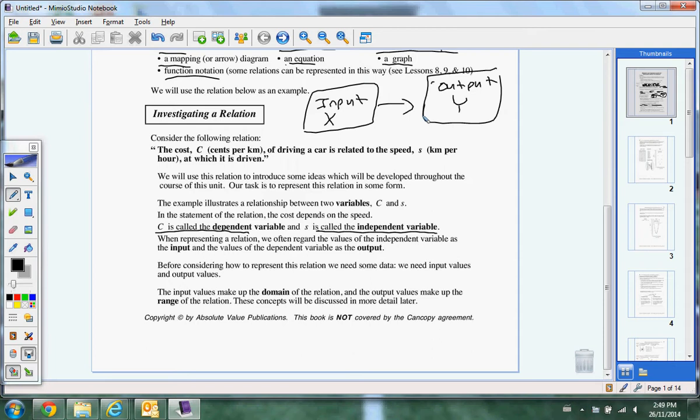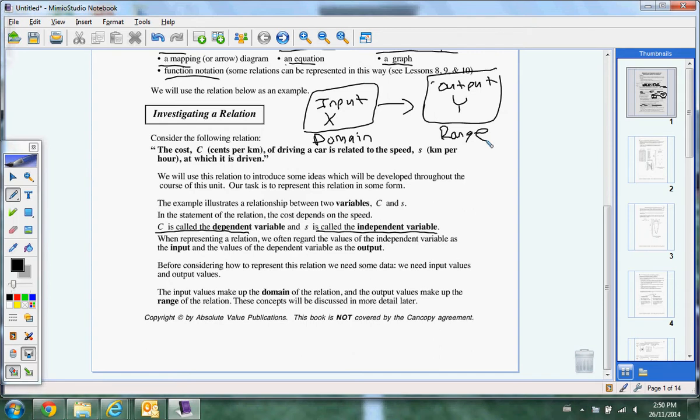We're representing a relation. Okay, before considering how to represent this relation, we need some data. We need input values and output values. So the input values make the domain. Okay, let me not just gloss over that. The input values make the domain. So input values being what? Your X value, your independent. For this problem, your speed. Okay, so what I want you to get out of this, now stay with me: domain goes with X. Range goes with Y. Domain means what can I try? Range is what can I get?